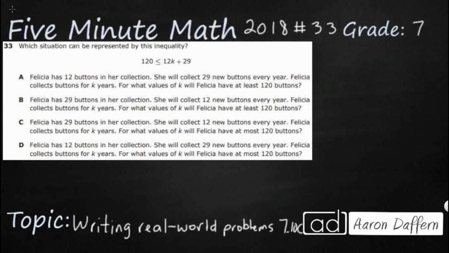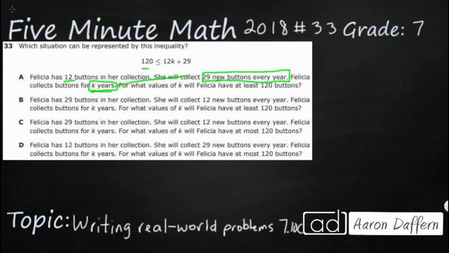So we've got this basic inequality here: 120 is less than or equal to 12k plus 29. We need to match that up here. So let's look. Felicia has 12 buttons in her collection. She will collect 29 new buttons every year, and Felicia collects for k years. All right, so this 29 new buttons every year is going to go with this because we need to find the variable that goes with the years. Those two go together. So for what values of k will Felicia have at least 120 buttons?